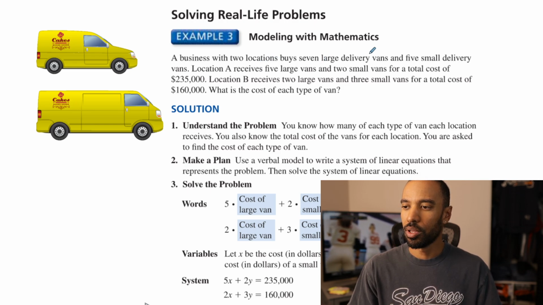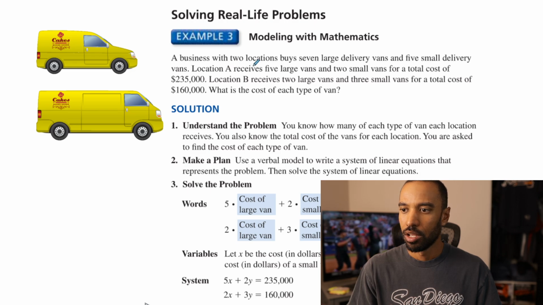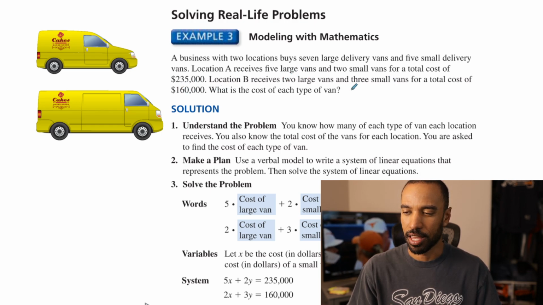A business with 2 locations buys 7 large delivery vans and 5 small delivery vans. Location A receives 5 large vans and 2 small vans for a total cost of $235,000. Location B, 2 large vans, 3 small vans for $160,000. What is the cost of each type of van?